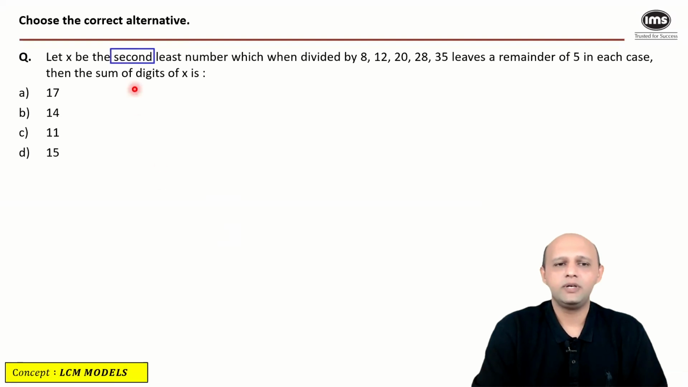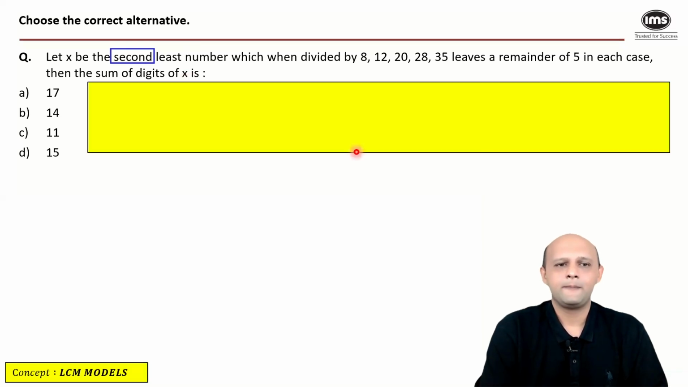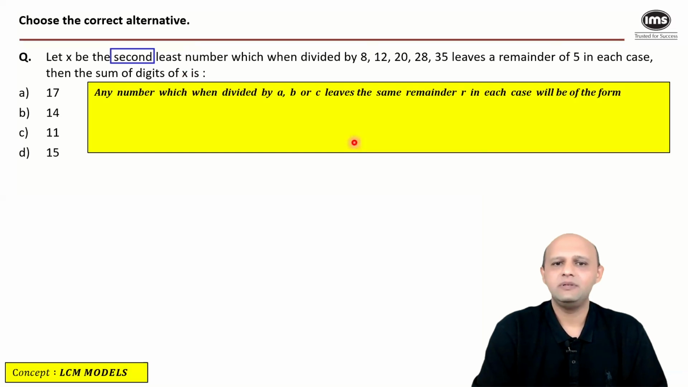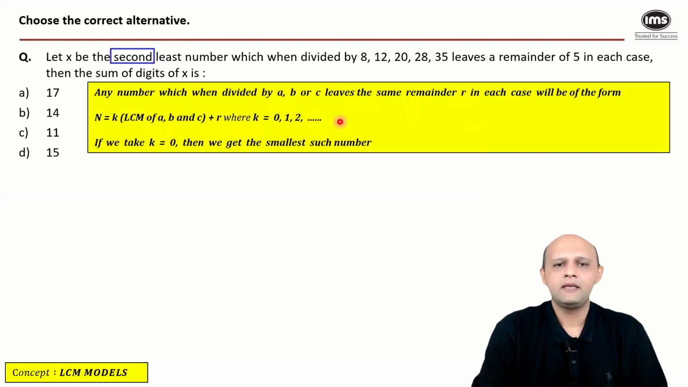One small change that you need to note when you are solving this question is that we are looking at the second least number, not the least number, as the question states in the original paper. Any number which when divided by A, B, C leaves a remainder R in each case will be of the form K times LCM of A, B, C plus R, where K is any whole number. Meaning, if you substitute K as 0, we would definitely get the smallest such number. Therefore, the word second least is significant here.